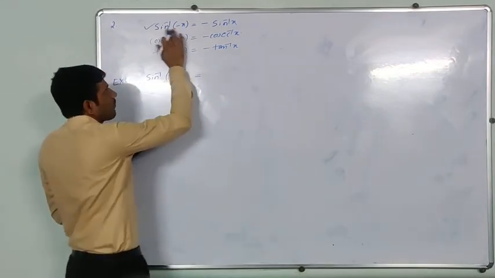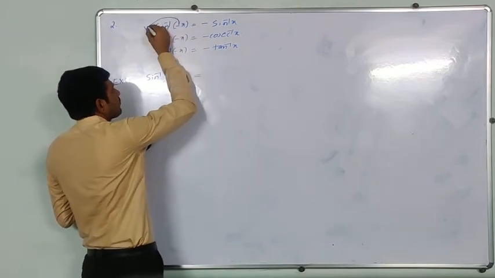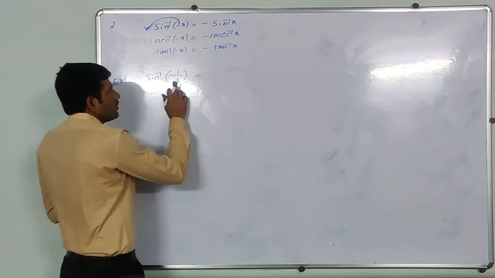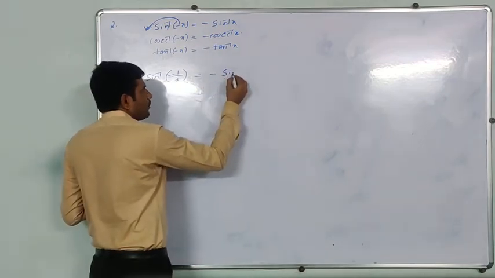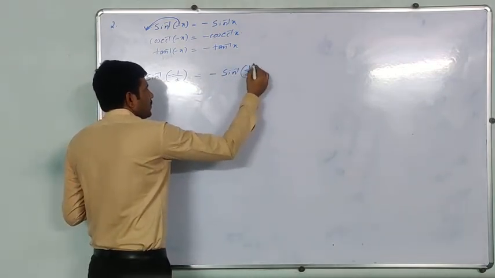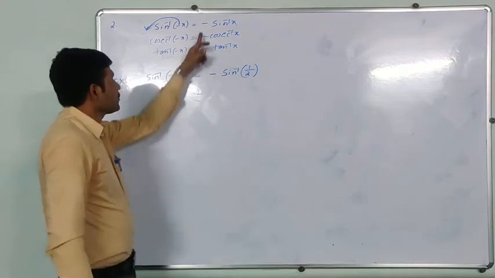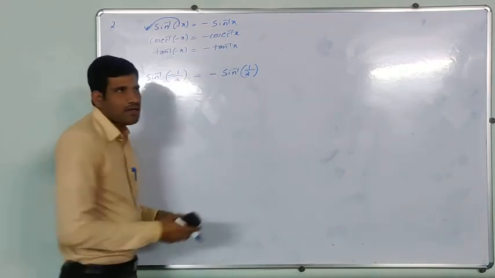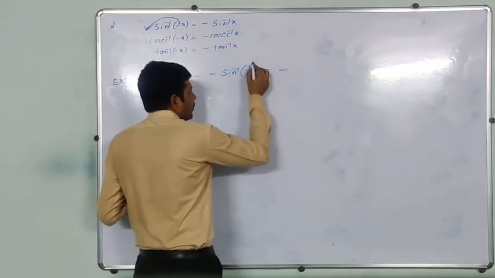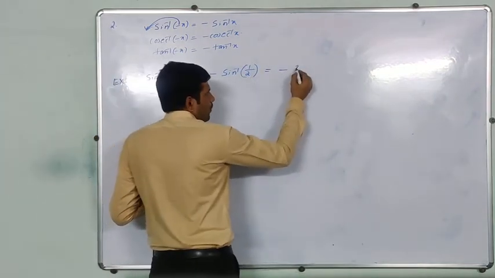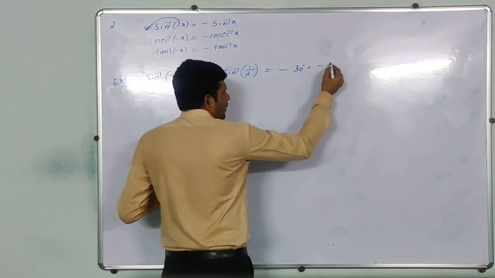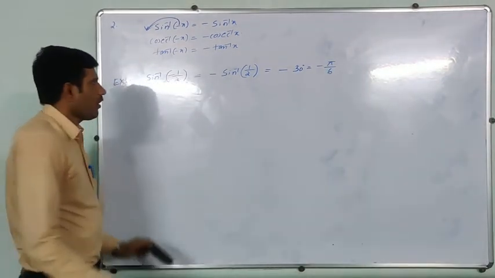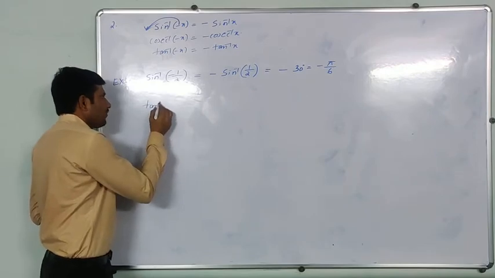What is sine inverse of minus x? Just move this minus behind the sine inverse. So sine inverse of minus 1 by 2 will become minus sine inverse of 1 by 2. Sine of which angle is 1 by 2? 30 degrees, so the answer is minus 30 degrees or minus pi by 6.